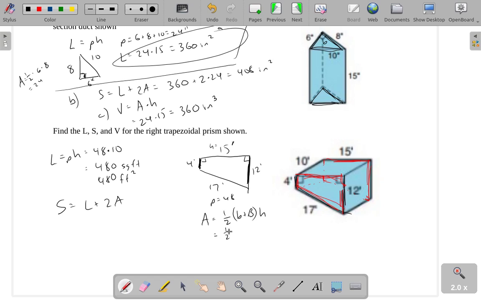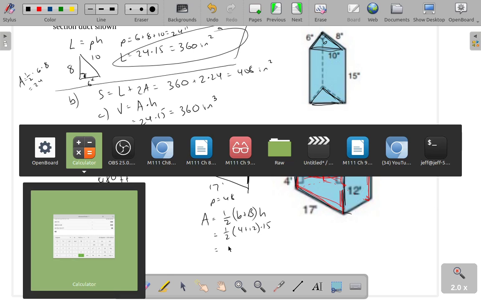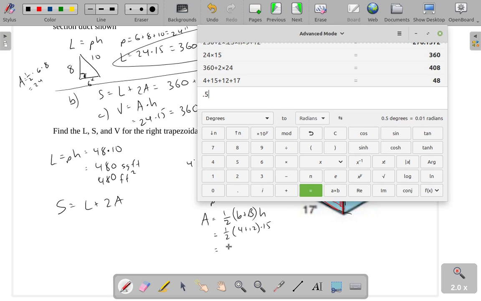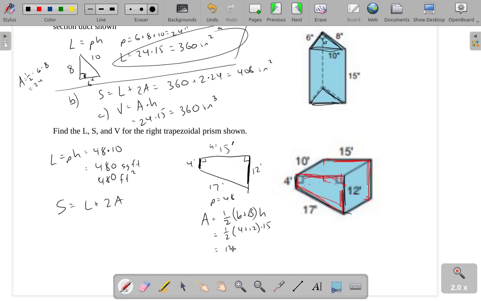Alright, so we get 1/2 times 4 plus 12, because those are my two bases of this trapezoid. The height of the trapezoid is 15. So let me go ahead and plug this stuff into the calculator. 0.5 times 16 times 15 gives me 120. And this would be, it looks like, in square feet. Not that I need to write down the units of all these, but I think it's worthwhile noting when we're talking about various different types of units. So the area of the trapezoid is 120 square feet.